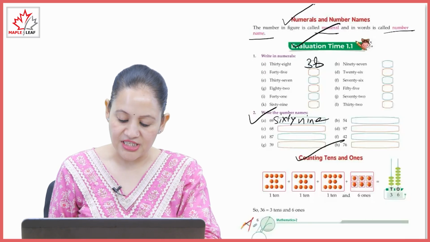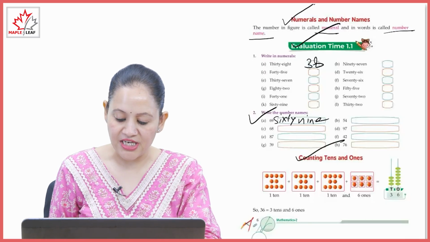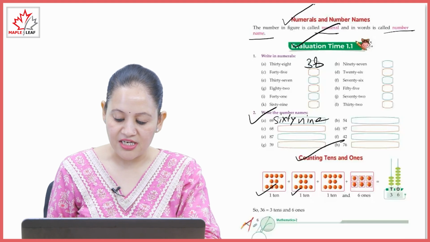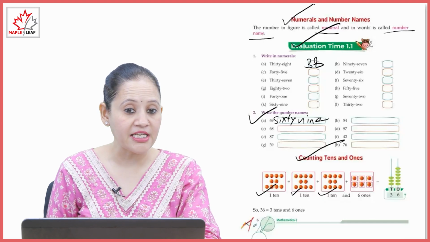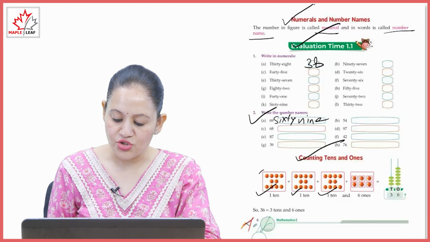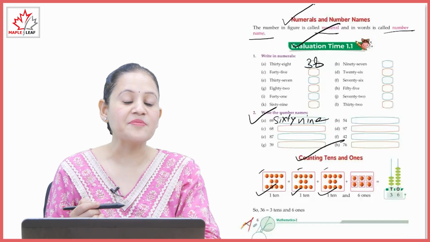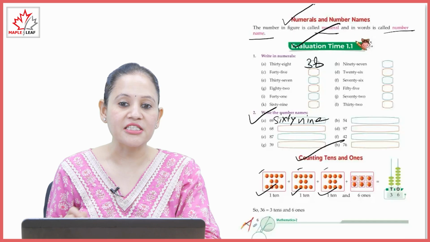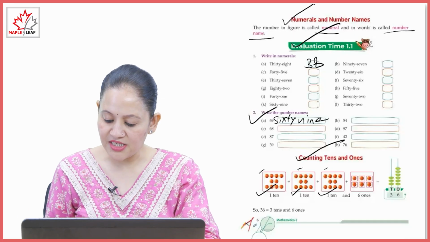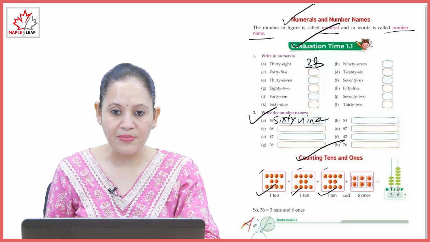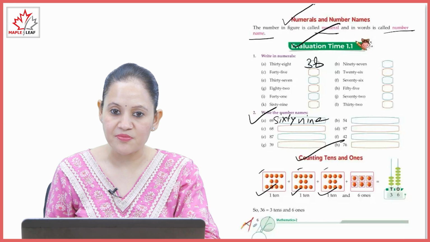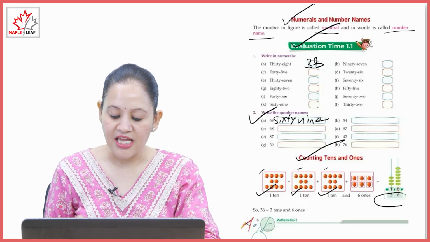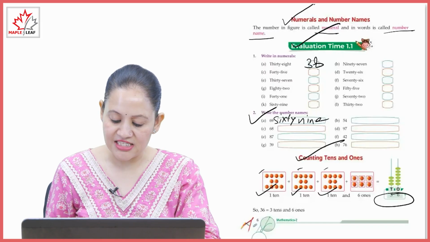Next, counting tens and ones. So here you can see this is the group of 10. So it's called 10 plus 10 plus 10. How many tens are there? 1, 2 and 3. 3 tens means 30 plus 6. So total is 36. On abacus we can see ones की place पे 6 beads हो जाएंगे, tens की place पे 3 beads. So that will represent number 36. That is equal to 3 tens and 6 ones.